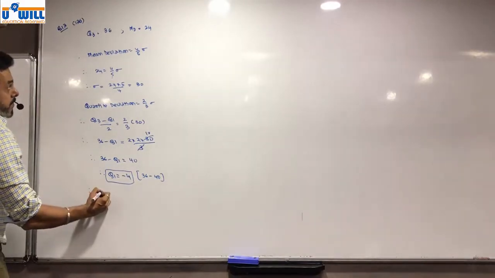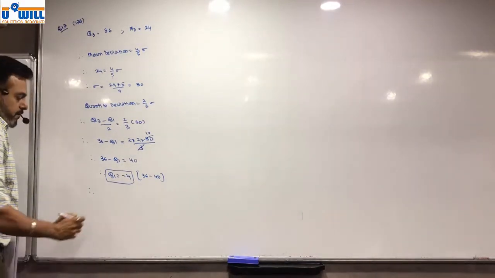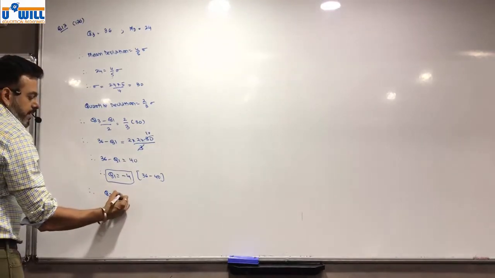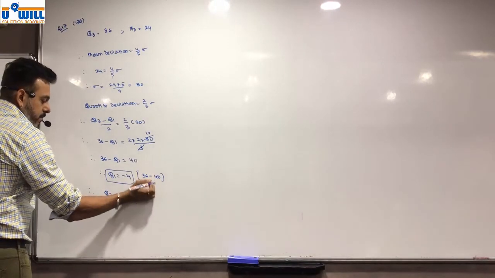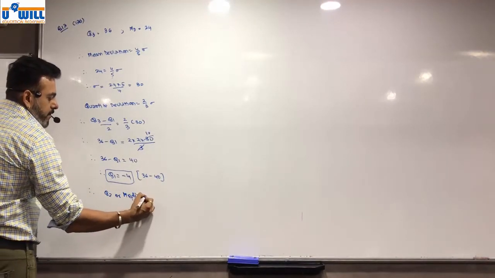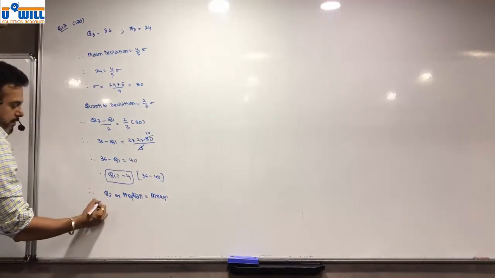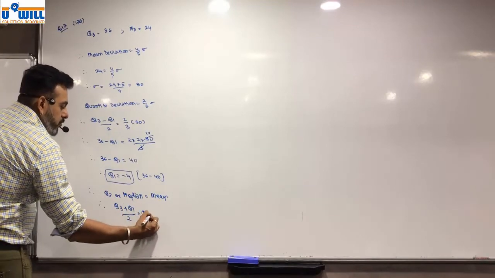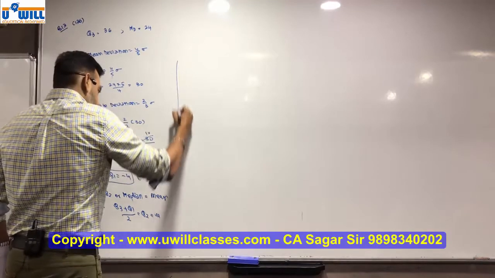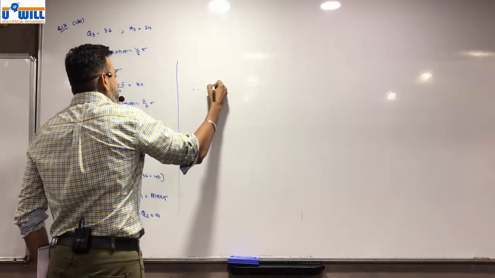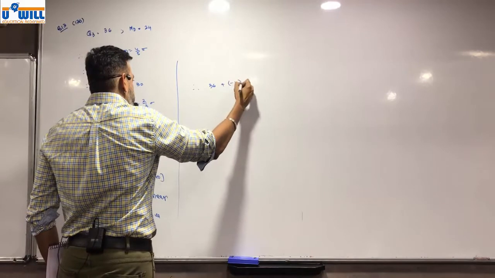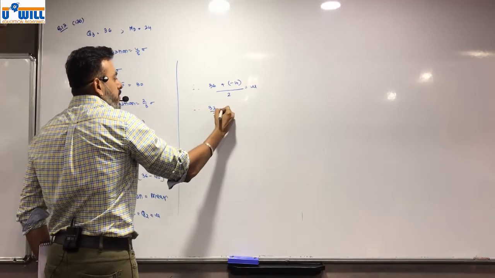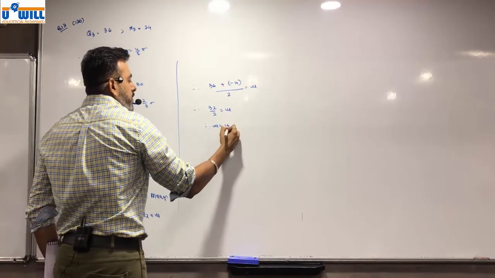Therefore, what we have to find? We have to find mean. So we have to find Q2, isn't it? Or median, which is equal to mean. Therefore, Q3 plus Q1 upon 2 is equal to Q2, which is equal to mu. Therefore, 36 plus minus 4 by 2 is equal to mu. Therefore, 32 by 2 is equal to mu. Therefore, mu is equal to 60.